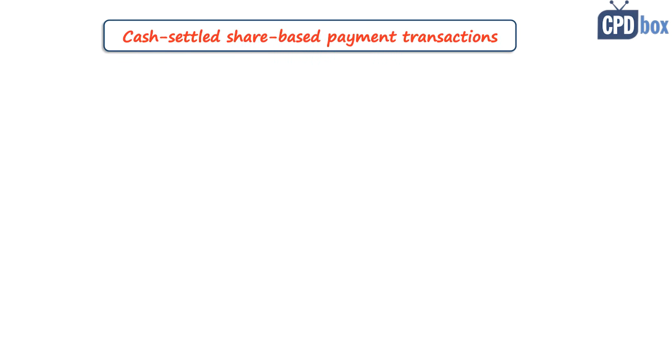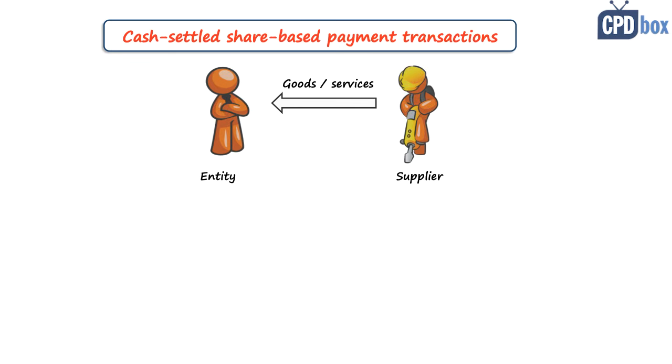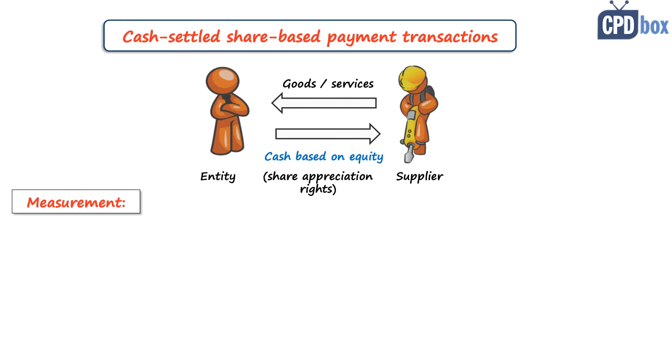Let's take a look at cash-settled share-based payment transactions. In these transactions, an entity acquires certain goods or services from the supplier, including employees, and pays for these services with cash or other assets in the amount determined by reference to its own equity instruments, for example, share appreciation rights. Here, the employee gets payment based on the entity's share price increase. Rights to mandatorily redeemable shares are another example of that. As these transactions are typical and common in remuneration of employees, let's focus on measurement of share appreciation rights. This is a cash-settled transaction.